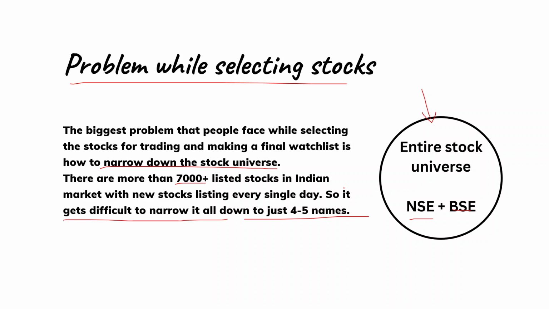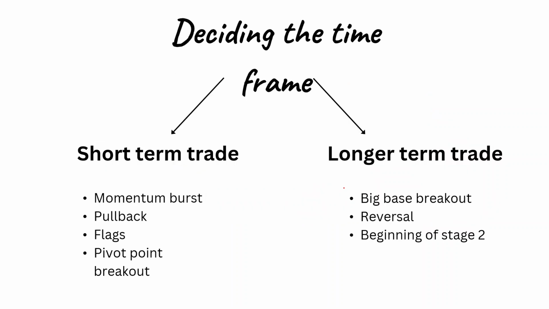That is the biggest challenge that we face, because if you are not fishing in the right pond, how will you catch the fishes, right? If you are just selecting stocks at random and then you are struggling to make money, struggling to trade, it's because there are too many names available, right? So again, we have to narrow those down, right?